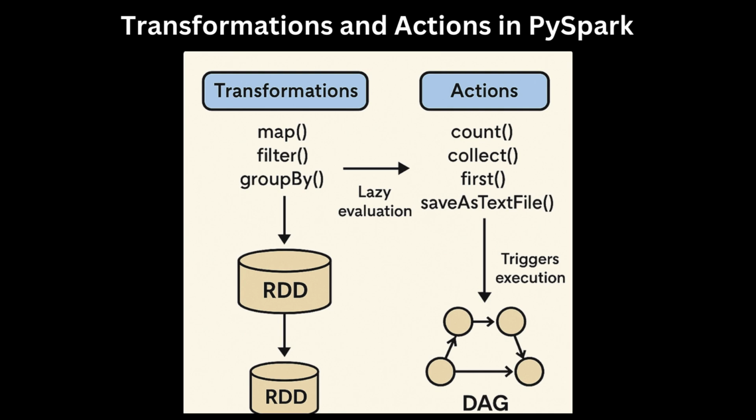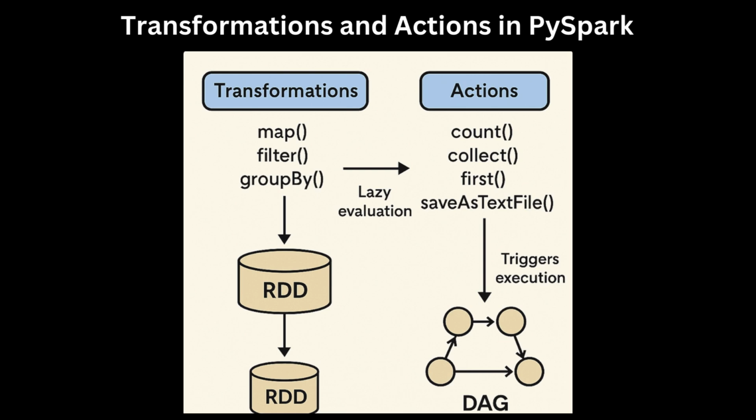One of the most fundamental concepts in PySpark is the distinction between transformations and actions. Transformations are lazy operations on RDDs or DataFrames that define a new dataset based on the current one. These include methods like map, filter, and groupby. Nothing is executed when you call a transformation. PySpark simply builds up a plan of what to do when an action is eventually called.